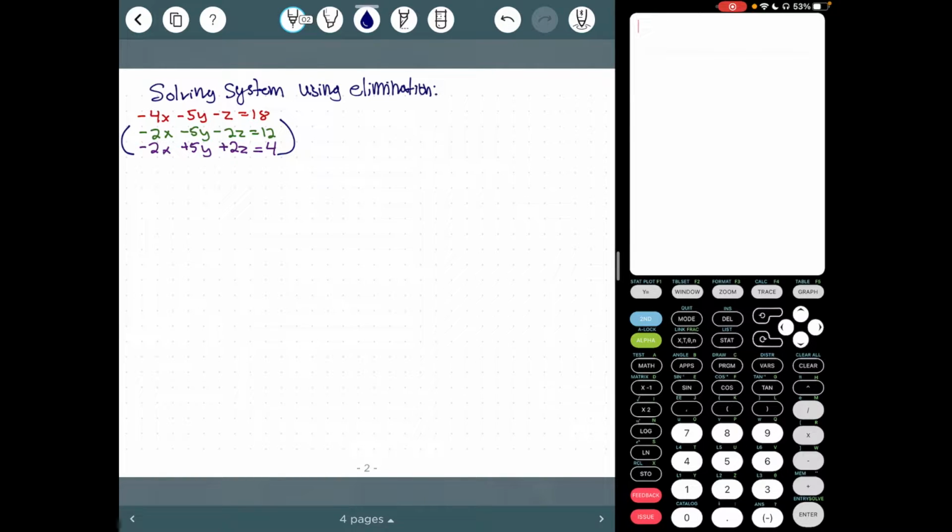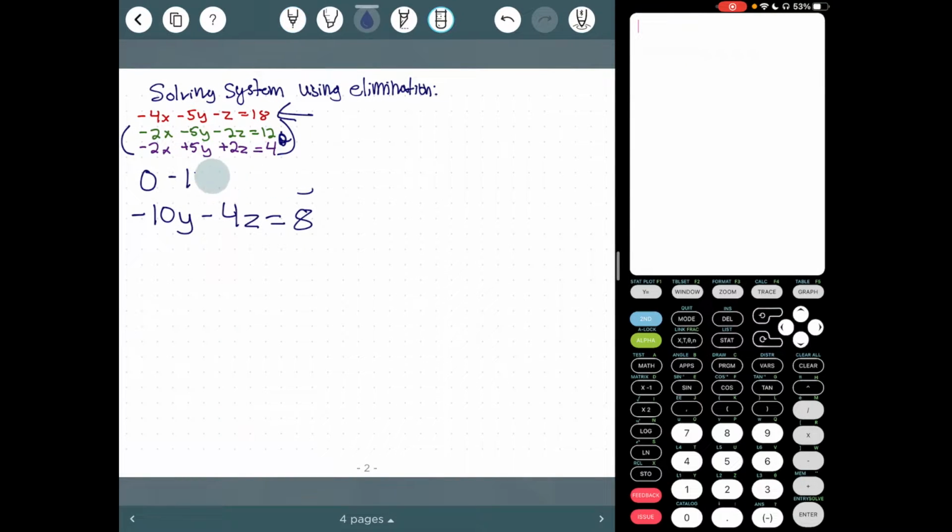So -2 minus 2 equals 0. So 0 plus -5 minus 5 will equal -10. And then -2 minus 2 equals -4. Then 12 minus 4 equals 8. So this gives us -10y minus 4z equals 8. Now what we have to do is combine one of these 2 equations with this one to eliminate the x variable so we can get another equation.